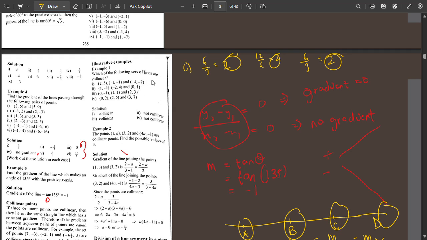So in this example, these are collinear, these are also collinear, these are not, and these are not. You should try them for yourself, and then try example 2 to find the possible values of A, given that these points are collinear. It's also simple. Once it's collinear, all we do is find gradients. Find a gradient, get one expression for it, find a gradient for another pair, get another expression, and then use them to solve. It's very simple, everybody can solve it.